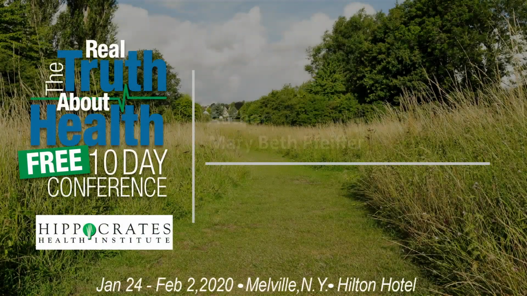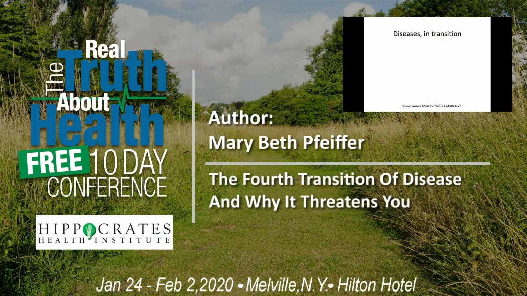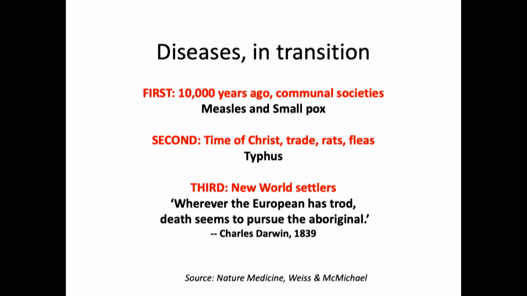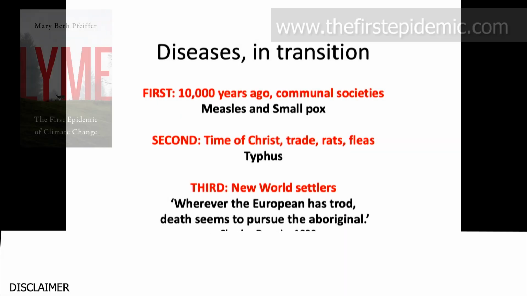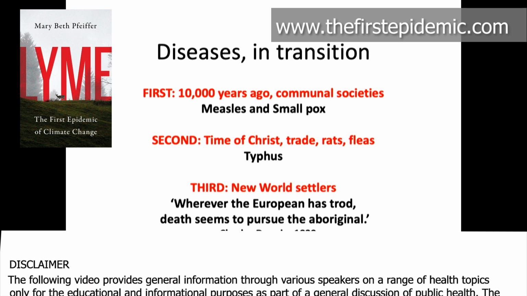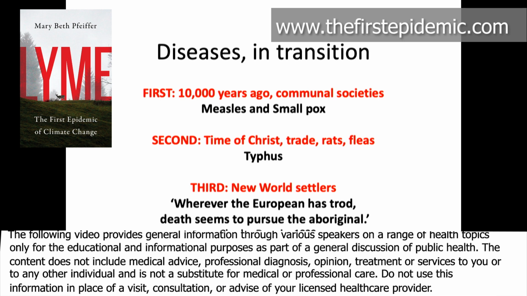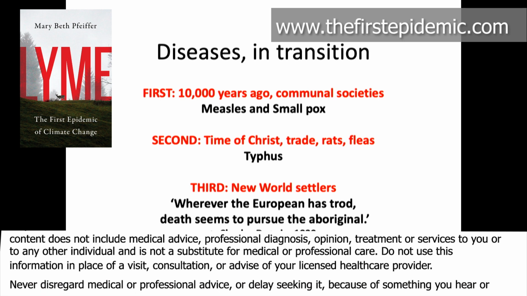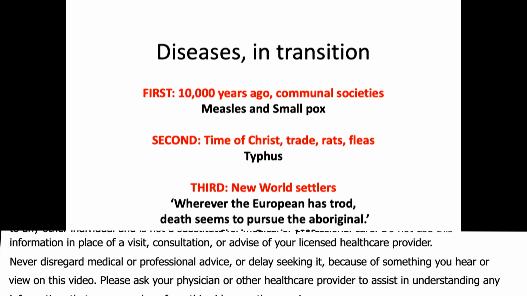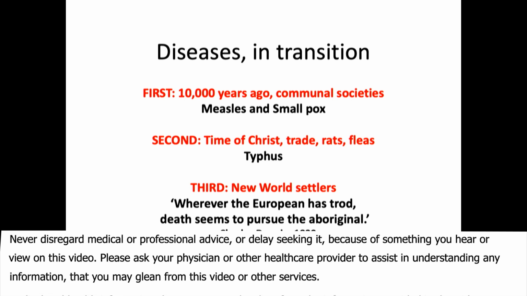There were a couple of researchers by the name of Weiss and McMichael who published in Nature Medicine a few years ago about the transitions in disease in human history. So we had that first transition when about 10,000 years ago we started farming and we started living in communal societies. And that's when measles and smallpox emerged.